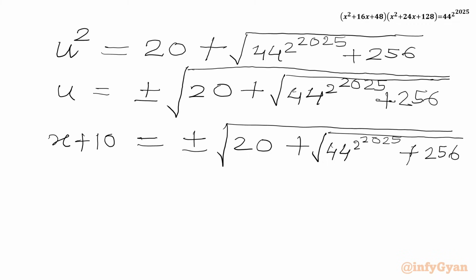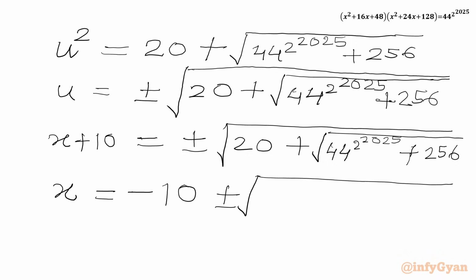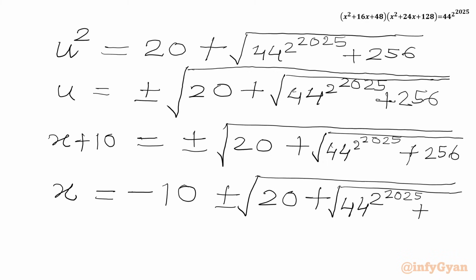Now we have to subtract 10 from both the sides. So I will write x will be equal to minus 10 plus minus square root of 20 plus square root of 44 raised to the power 2 raised to the power 2025 plus 256. Now both roots are real roots. Now it is asked to find sum of real roots.